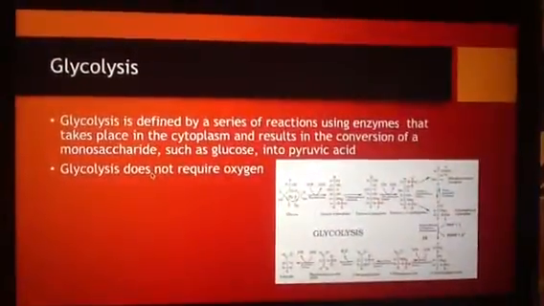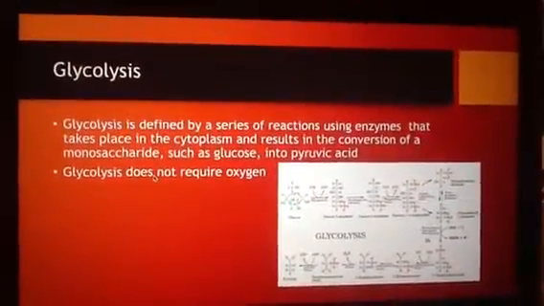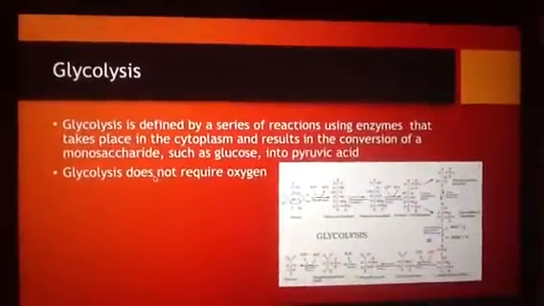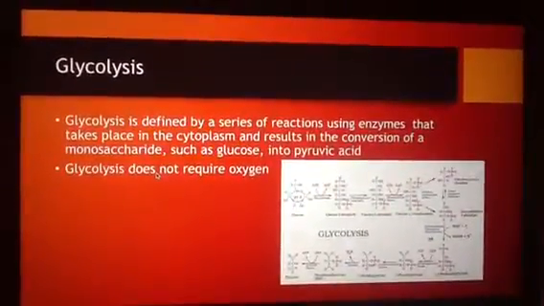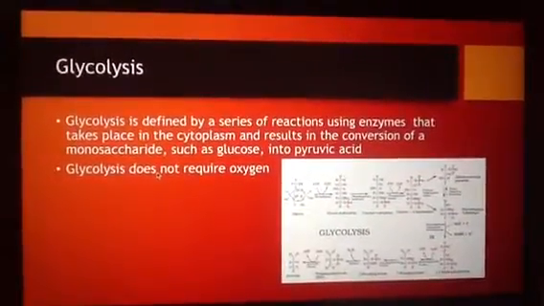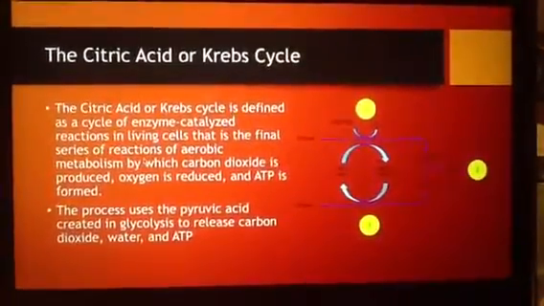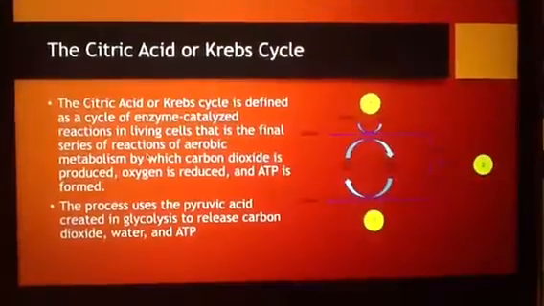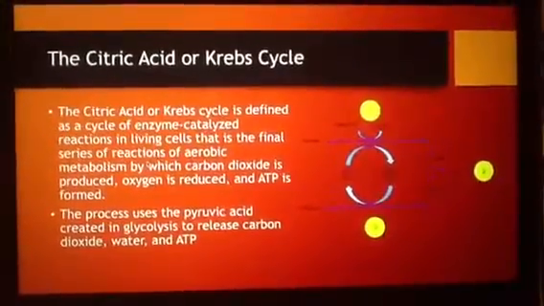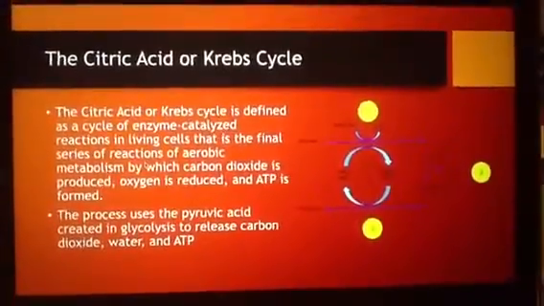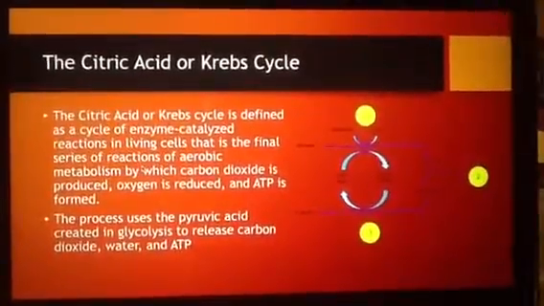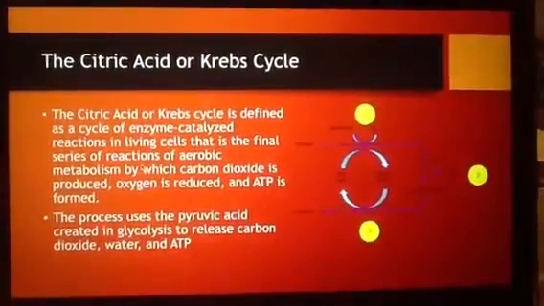Glycolysis does not require oxygen and uses a set of enzymes in the cytoplasm to take glucose and convert it into pyruvic acid. The second phase of cellular respiration is known as the citric acid or Krebs cycle, and it takes the pyruvic acid created in glycolysis to release carbon dioxide, water, and ATP.